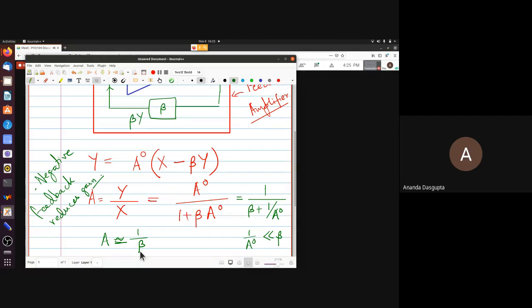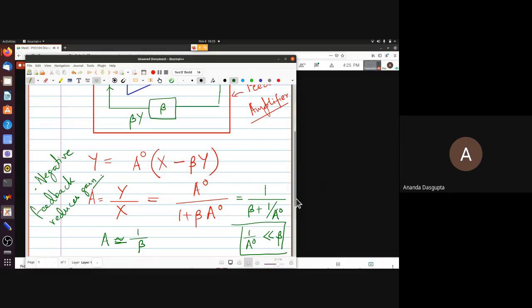Okay. So the point is 1 by beta is definitely a lot less than A0. That's what it's supposed to be. Remember, for this approximation to work, beta must be much bigger than 1 by A0. That means the final gain that you're landing up with, 1 by beta, may be quite a lot less than the raw gain that your amplifier really had. However, the new gain that you have is something which is much easier to control. It's something which you can say with a guarantee is going to stay pretty close to what you want.